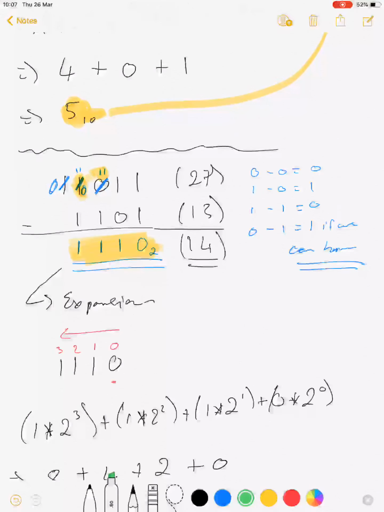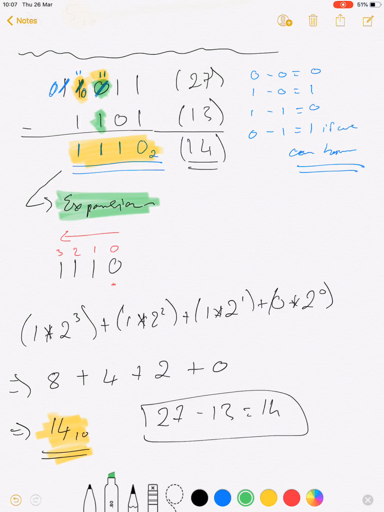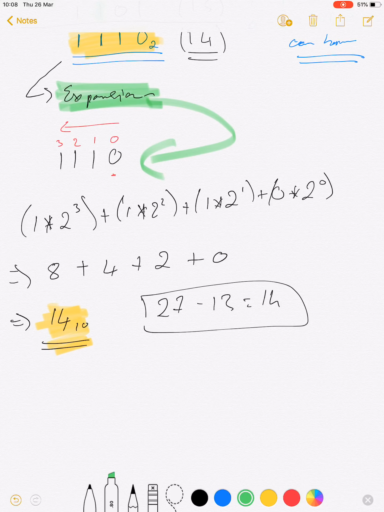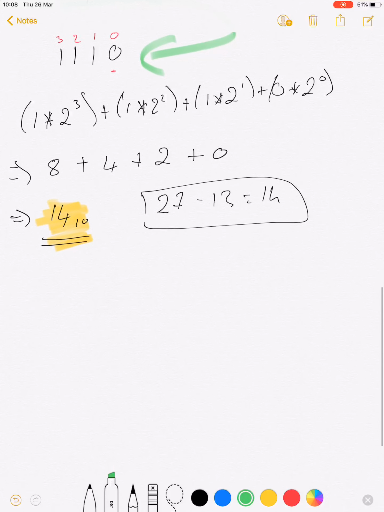Now we took a slightly more complicated example where we had 27 minus 13, so we should get 14. And this time we had to do some borrowing. The borrowing takes place where, in this instance, we started off with a 0 minus a 1, so we couldn't do it. We borrowed from the left, and then we brought back that number to be able to do the subtraction. And we ended up with 1, 1, 1, 0. To prove that this was right, we did an expansion, and we simply converted that number back into decimal, which showed that 1, 1, 1, 0, when expanded out, is equal to 14 base 10.